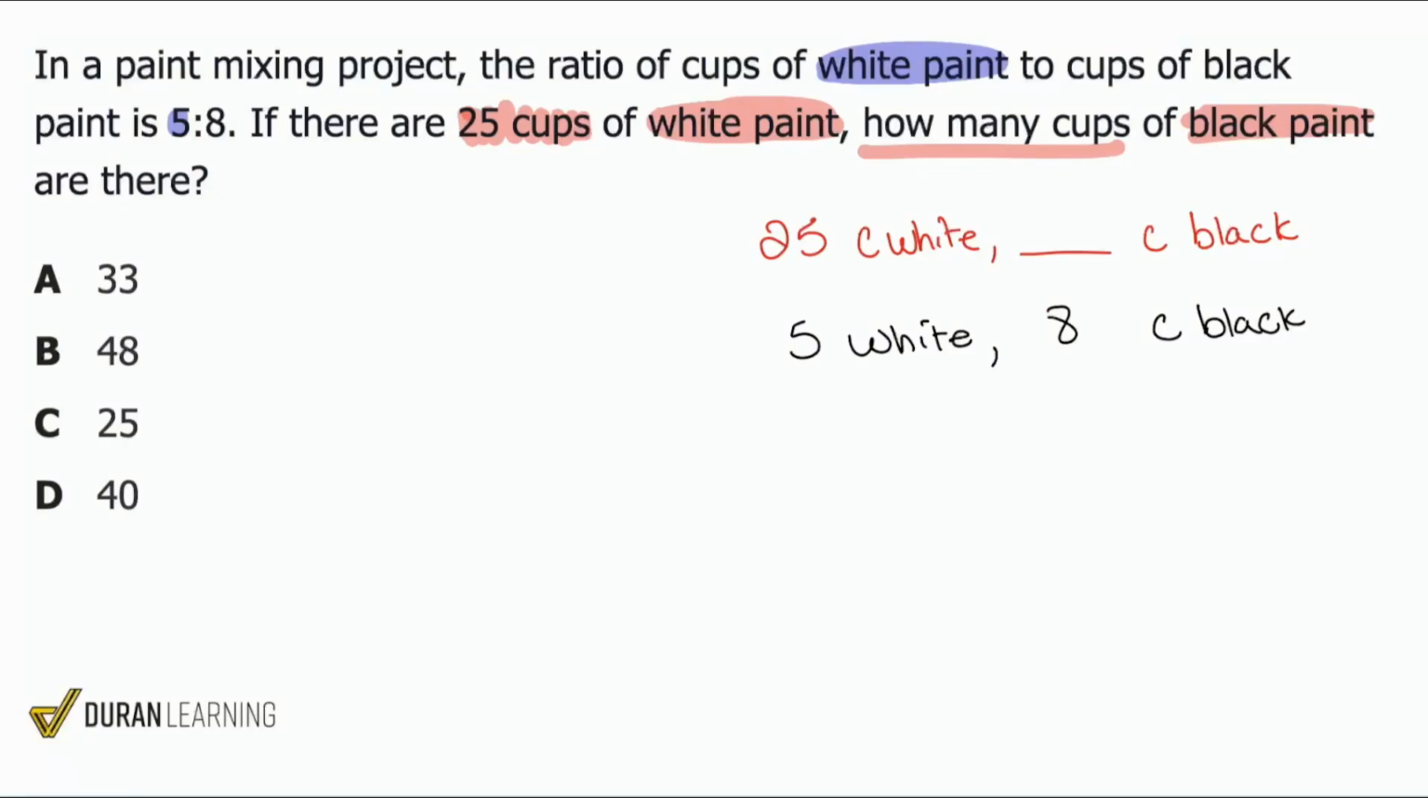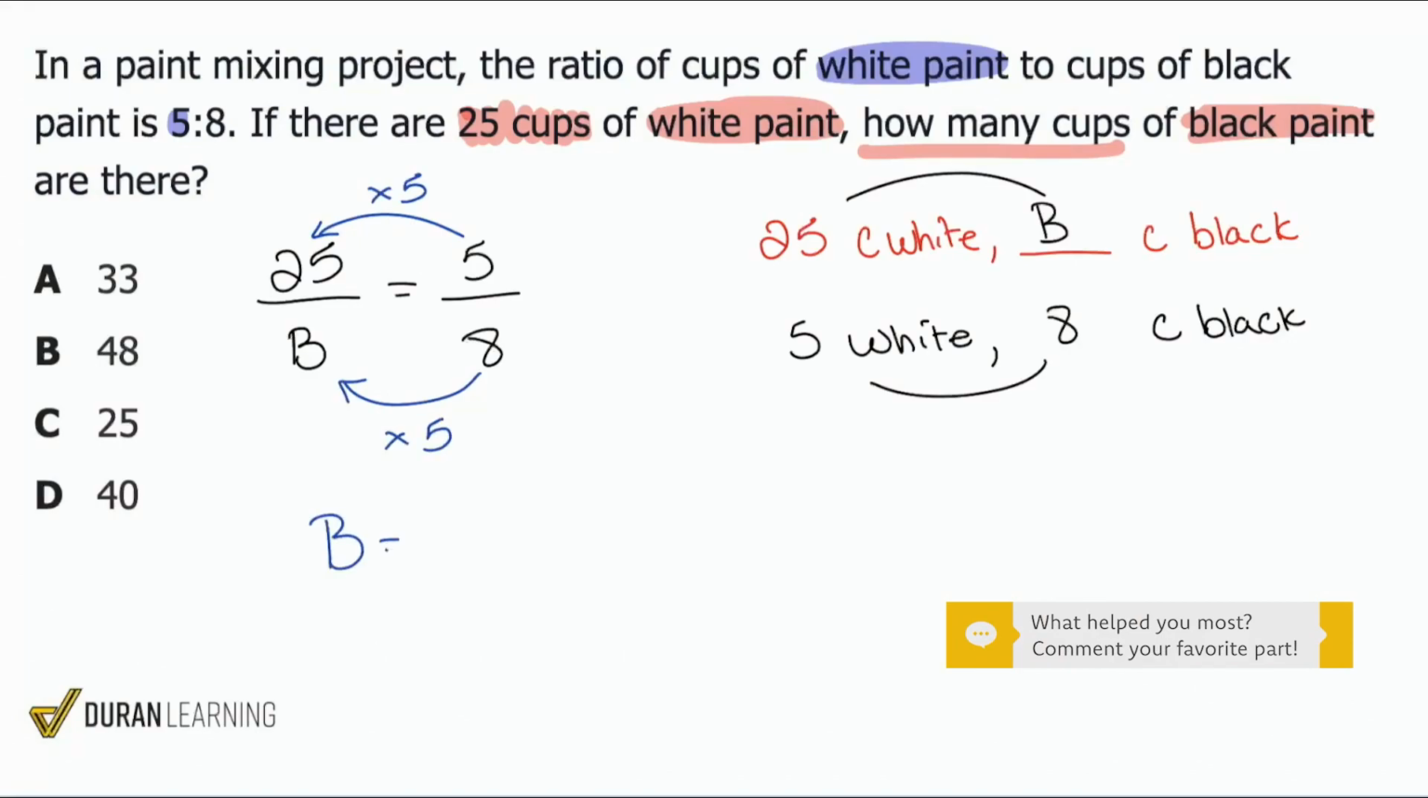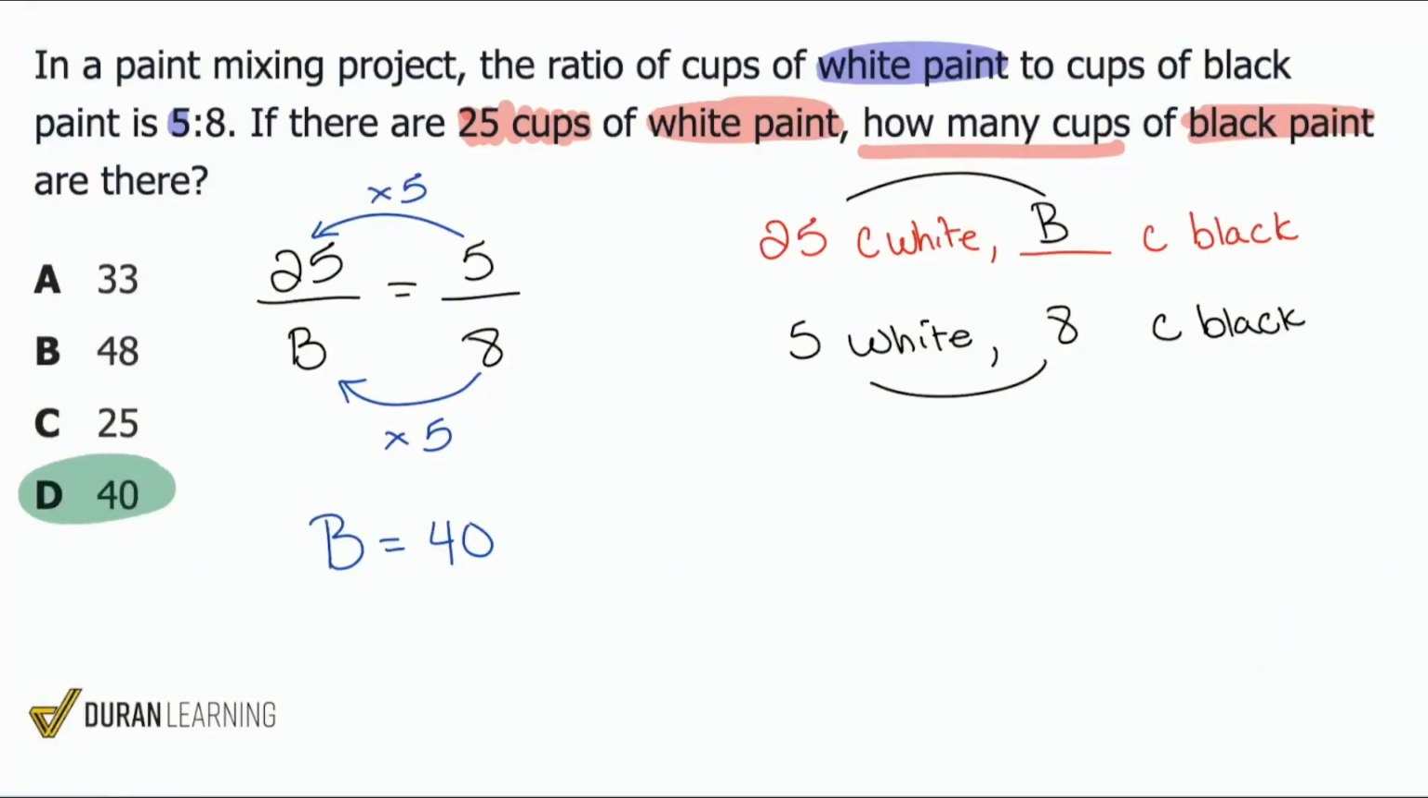So from here, it's pretty rudimentary. We're going to set up our proportion, cross multiply and divide, and we're done. So we'll go ahead and just use B for cups of black paint. So we'll compare 25 to B, 5 to 8, just like that. And then notice a pretty convenient comparison here where I can multiply by 5 right to left, and I'm done. 8 times 5, that gives me 40. So the number of cups of black paint comes down to 40. There we go, and we are good.